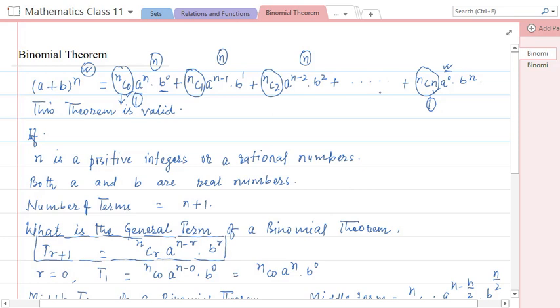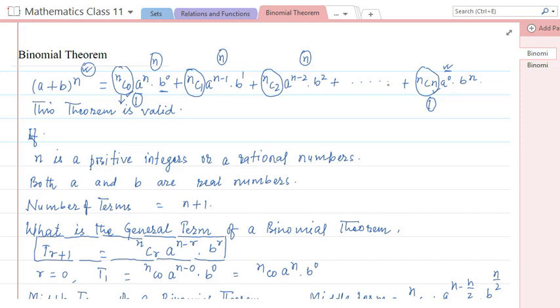To end the class, I am going to recap. In this class, we have studied the expansion of the binomial theorem: (a plus b)^n equals nC0 a^n b^0 plus nC1 a^(n minus 1) b^1 plus nC2 a^(n minus 2) b^2 plus so on, nCn a^0 b^n.